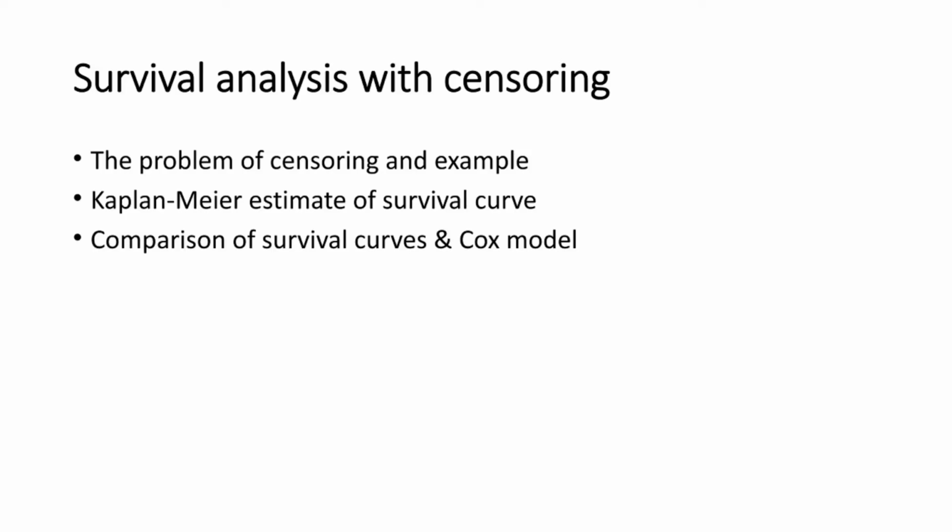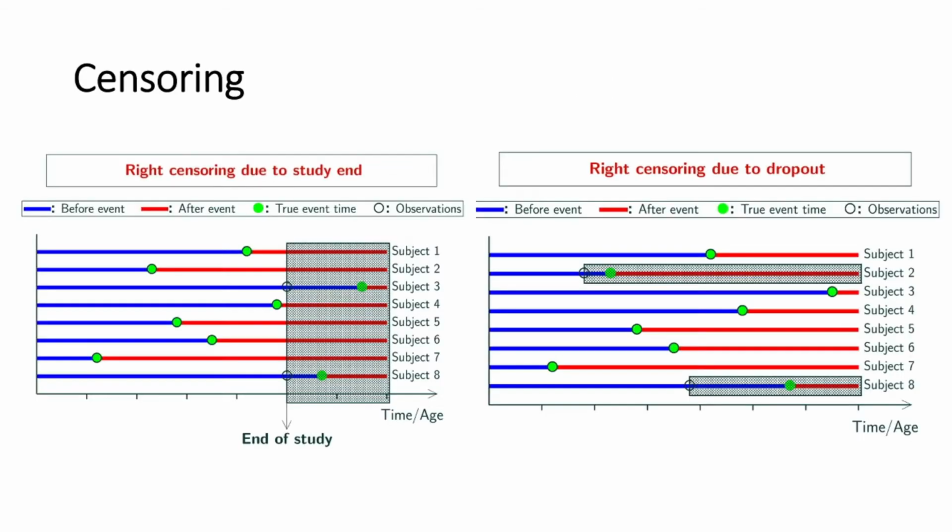Now we're going to look at the concept of survival analysis with censoring. There are generally three reasons why censoring might occur. Sometimes in our study, a subject doesn't experience the event before the study ends. It may happen that a person is lost to follow up during the study period, or it could be a situation that a person withdraws from the study.